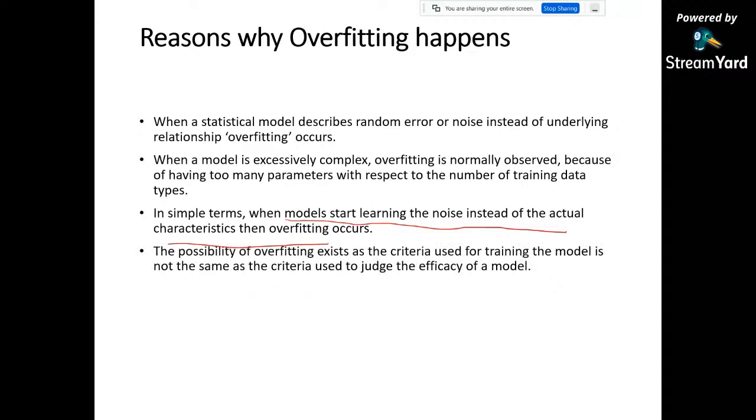The possibility of overfitting exists as the criteria used for training the model is not the same as the criteria used to judge the efficacy of a model. So this could also be one of the reasons why overfitting occurs, because you have not used the same criteria on which you trained the model, but you are using a different criteria for testing the model. So you have to check these different reasons.